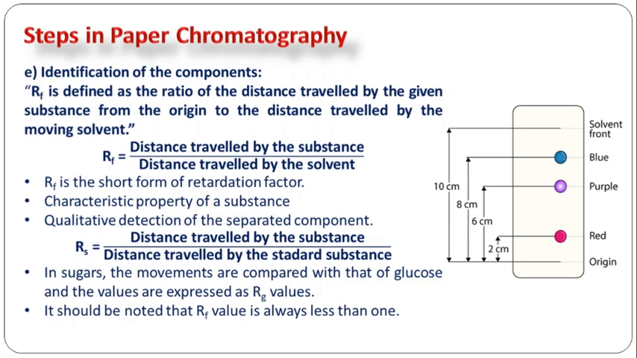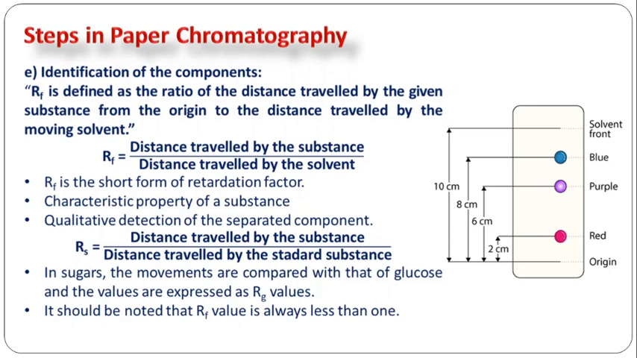RF value is the short form of retardation factor. This is the characteristic property of each substance. So each substance has its characteristic RF value. For a particular solvent, or particular mixture of solvents, the particular component travels the same distance. So that is called a characteristic of the substance. This can be used for qualitative detection of the separated components, because this is the characteristic property of the substance.